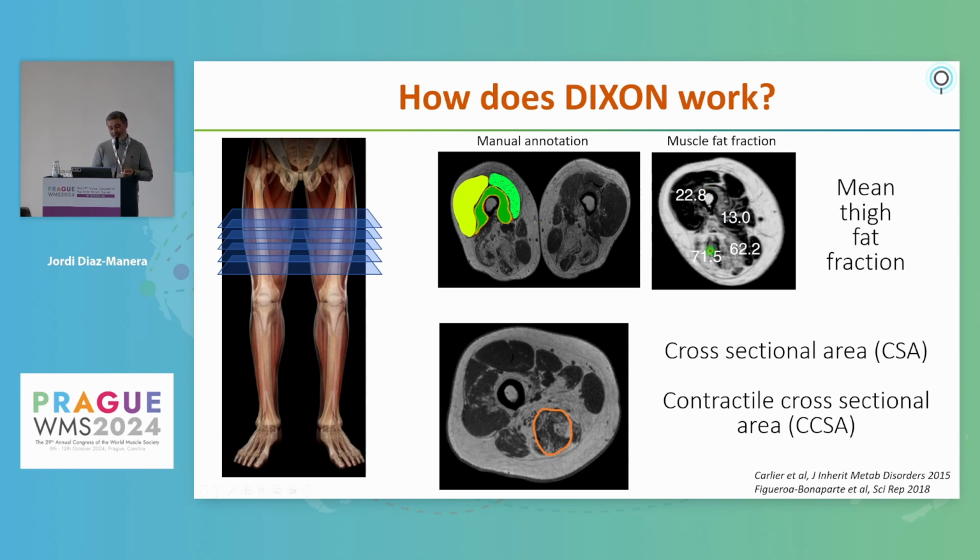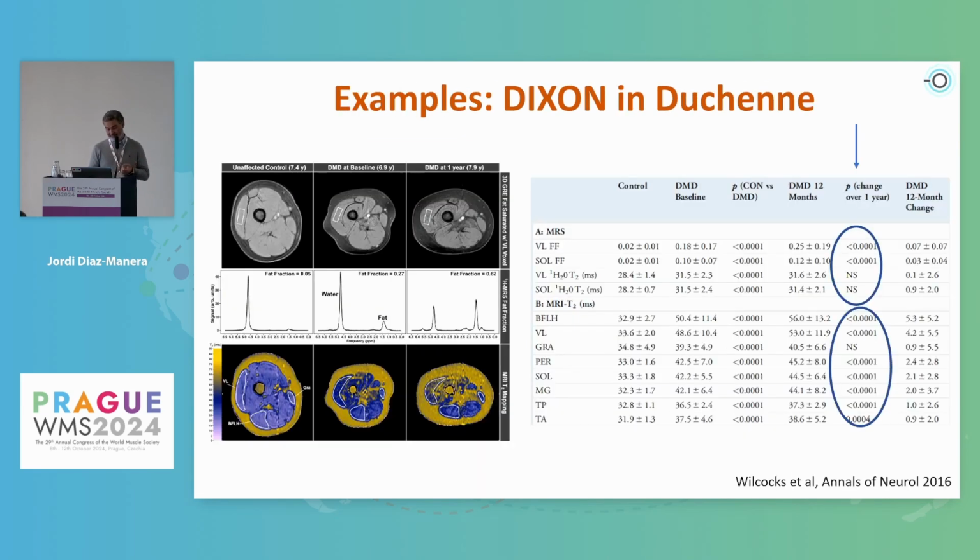get the amount of fat, and with this we were able to provide a detailed description per muscle, or what we call the mean thigh fat fraction, which means the mean result of all the muscles of the thigh. And of course, we can also have information about the volume and the amount of muscle that is left, what we call the contractile cross-sectional area. So these studies have been done for years, and they have demonstrated that they are sensitive to changes over a short period of time in many muscular diseases.